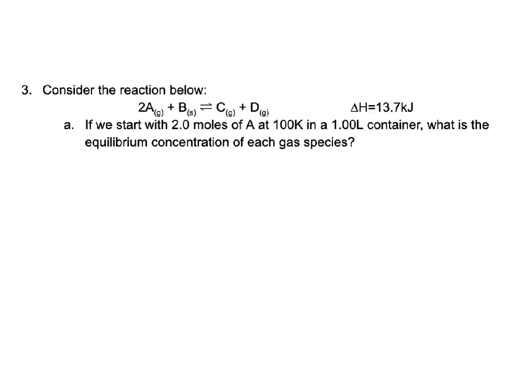So in question 3, we have the same reaction and we have the same temperature that we had in reaction number 1. So now we know the KEQ because we already solved for it. If you don't remember, the KEQ at 100 Kelvin is 1.15 times 10 to the negative 6th for this reaction. So that will always be true for this reaction. Now it gives us the reaction of 2A plus B yields C plus D.